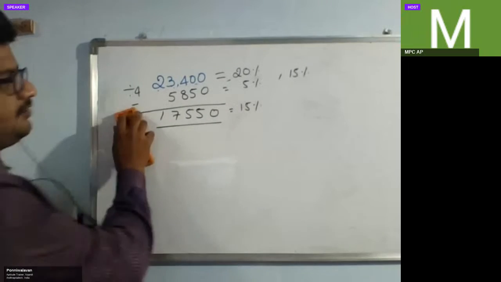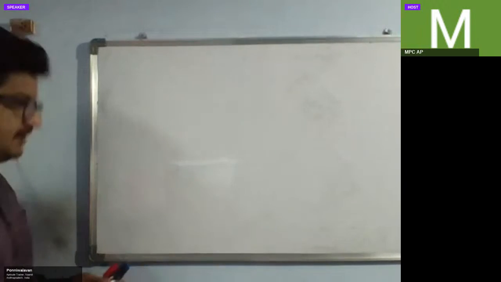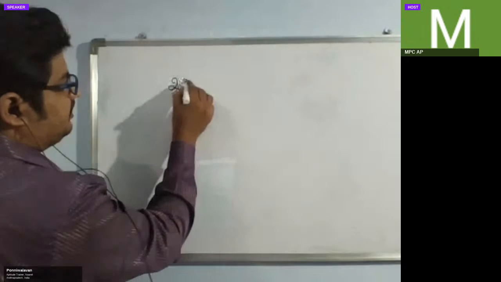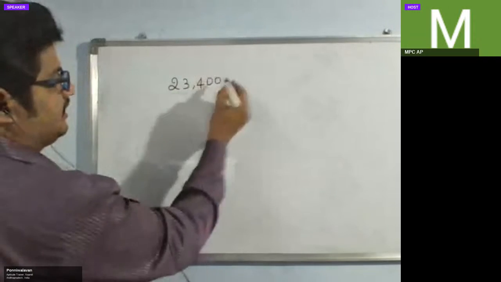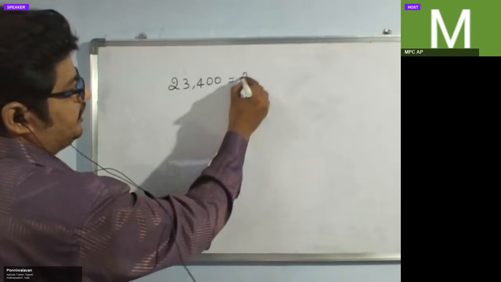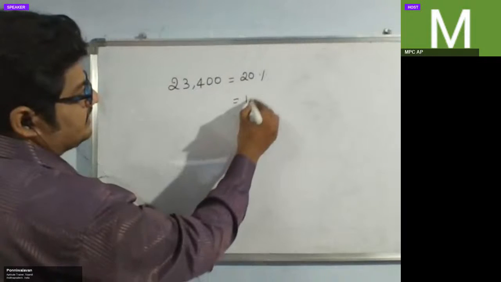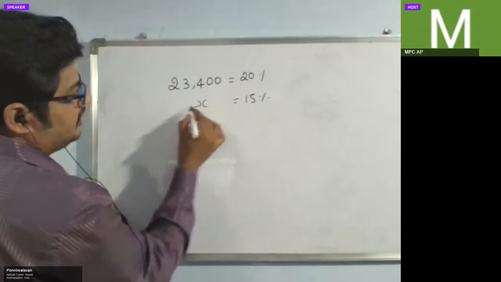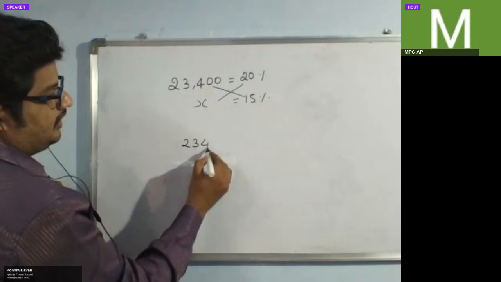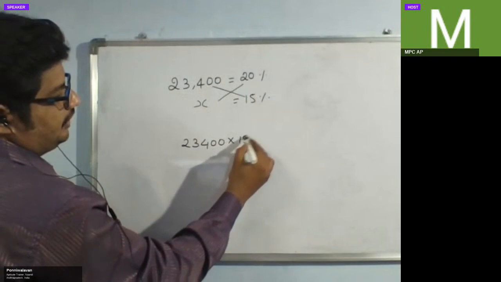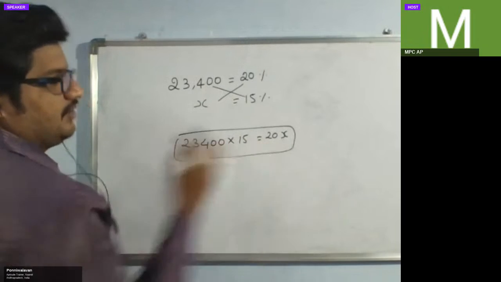Okay, these are a lot of methods. Listen, since a lot of people are asking again, I'll explain this. 23,400 is 20 percentage, and they are asking for 15 percentage. If you cross multiply, you will get the answer. 23,400 into 15 equals 20x. This is the first method. From this value we can find x.